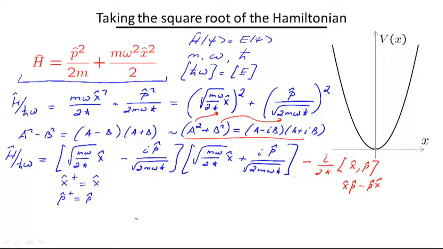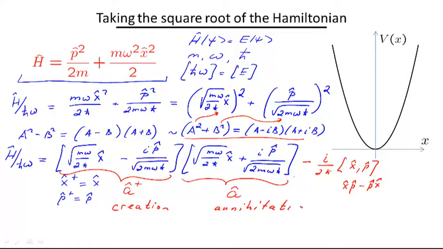Based on this fact, let me introduce a new operator. We'll just call the second bracket an operator A, and the first bracket is going to be Hermitian conjugate to it, therefore A dagger. And going a bit ahead of myself, let me mention that these operators A dagger and A are called creation and annihilation operators.